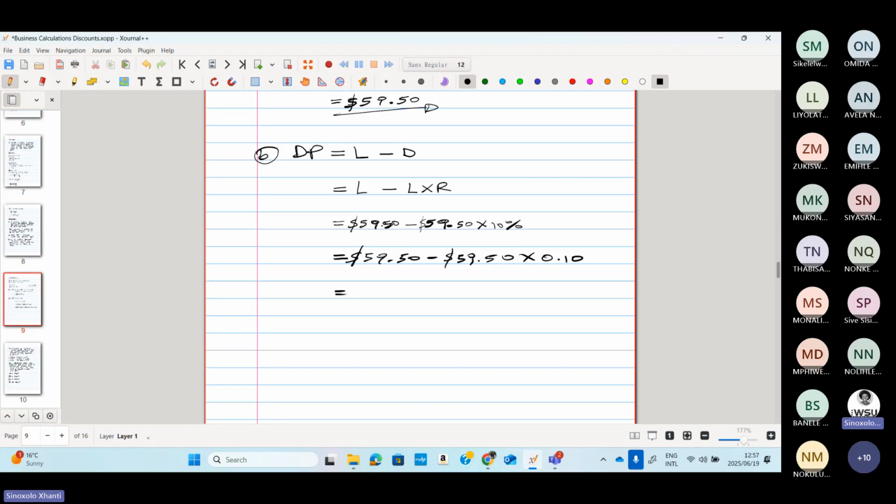And then you can press your calculator 59.50 minus 59.50, and then you multiply that by 10%. You will see $53.55. So this guy will end up paying $53.55. So this is the final answer to question number B. Anyone who has a question, or should we move forward?